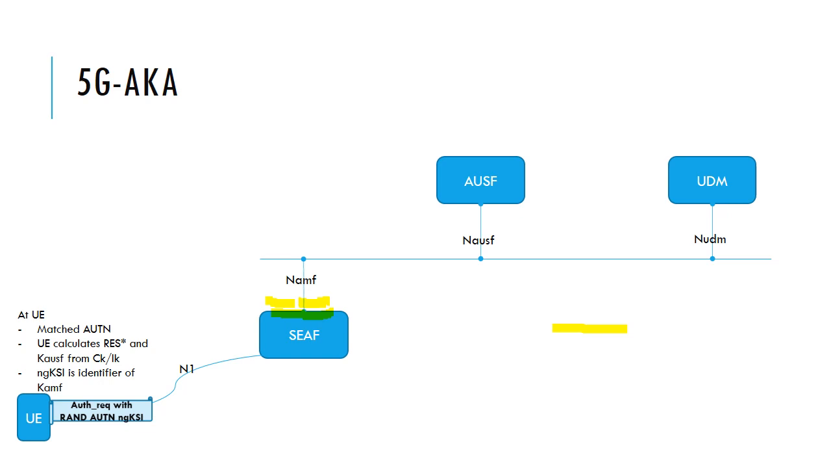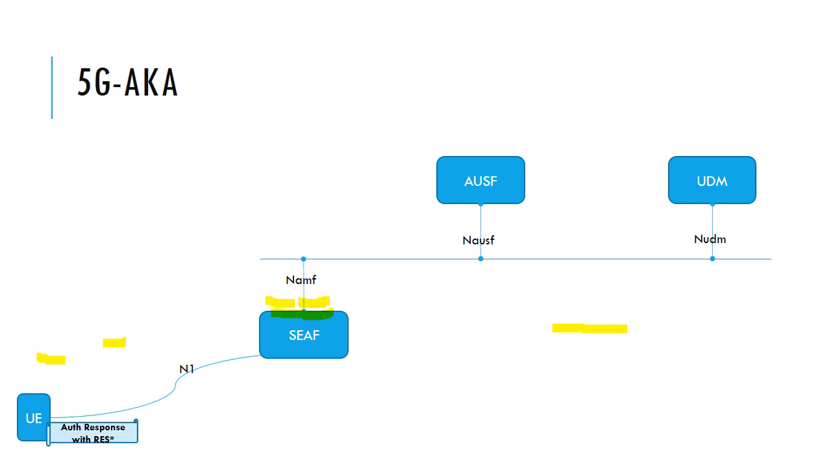The second thing the UE will do is calculate RES, the response, and the key KAUSF from the CK and IK keys. CK and IK, the ciphering key and integrity key, are the master keys that are stored in the UDM and in the UE as well. These two keys are used to generate all the related keys. So the UE will calculate the response and these keys from CK and IK.